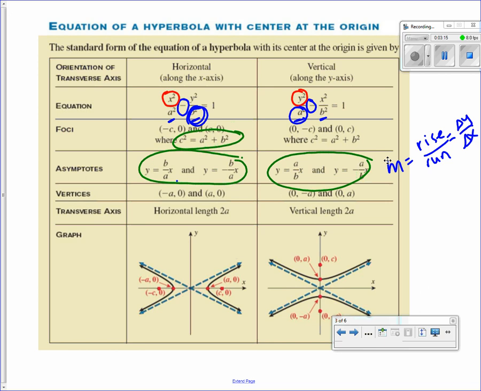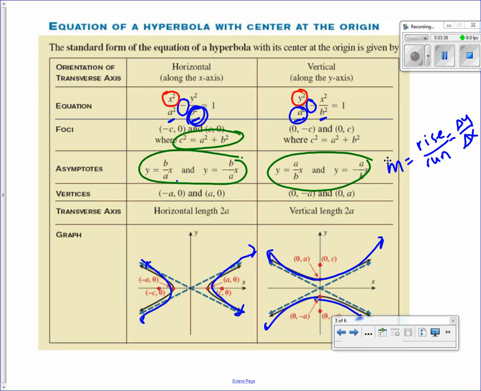We said we no longer call it the major axis. It's now the transverse axis. It's double the length of a. And we see a couple of graphs. For your horizontal hyperbola, your branches are going off to the right and the left. And for your vertical hyperbola, your branches are going up to the top and the bottom.